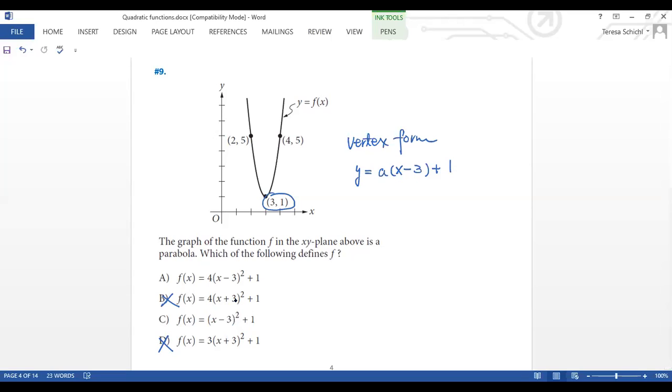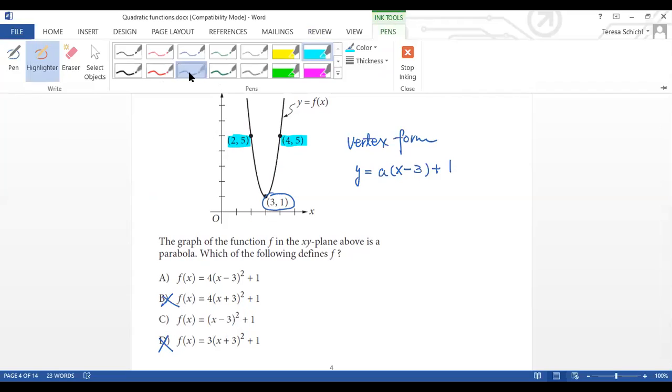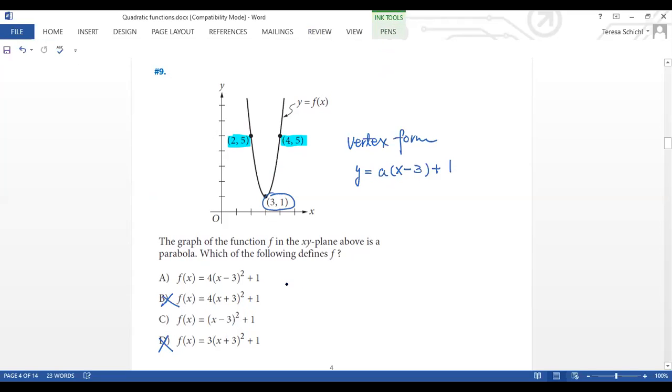So how do I know which one is which? You see here, there are points lying on the graph. So we say, hey, let's see which one satisfies it. Now let's try C: f of x equals x minus 3, squared, plus 1.